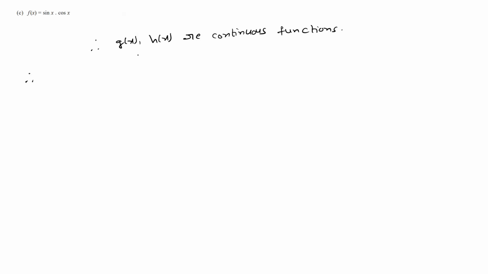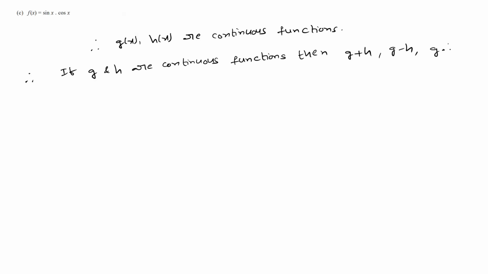Therefore, if g and h are continuous functions, then g plus h is also a continuous function, g minus h is also continuous, g into h is also continuous, and g divided by h is also continuous, where compulsorily h should not be equal to 0.